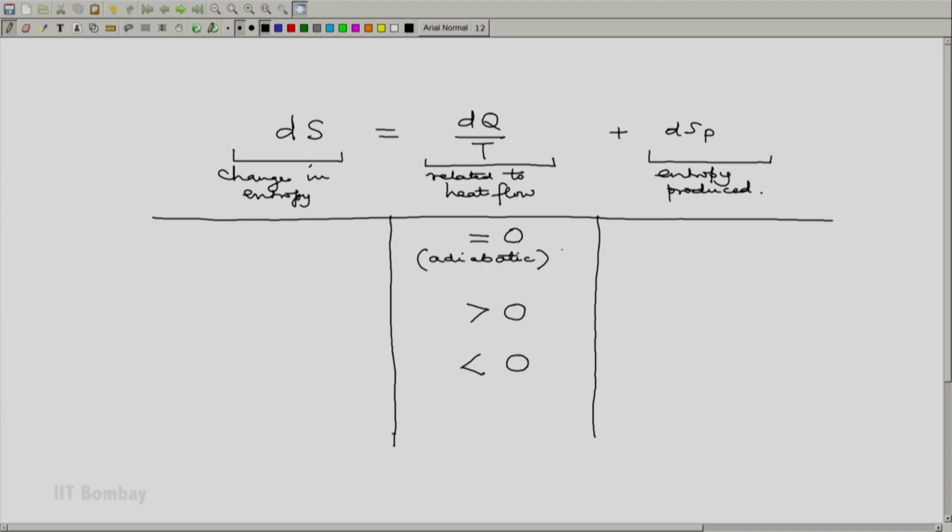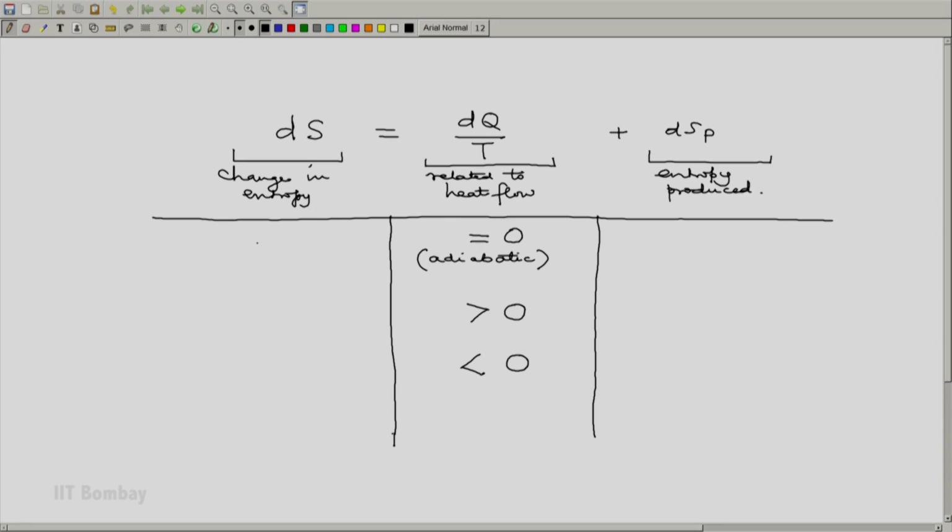but in thermodynamics we do not use these terms, endothermic and exothermic, quite often. So you notice that when it comes to the dq by t term, that term can be 0, it can be positive, it can be negative. If it is 0, then we will call that process an adiabatic process. Now let us come to the left column, the one pertaining to change in entropy.